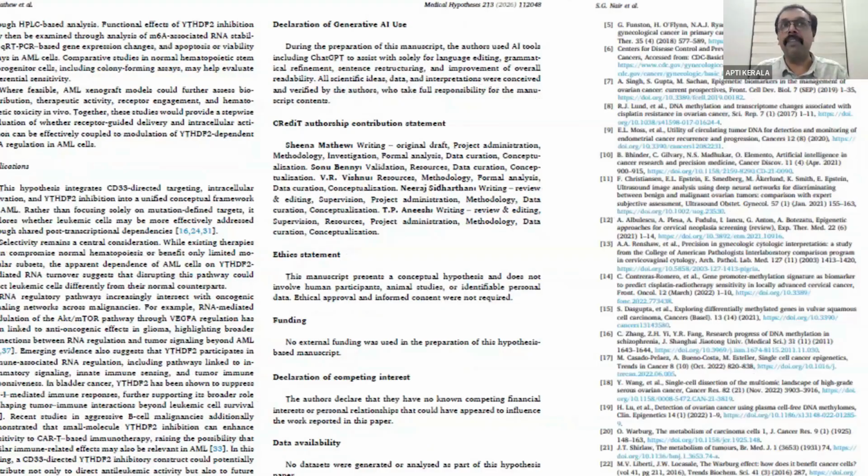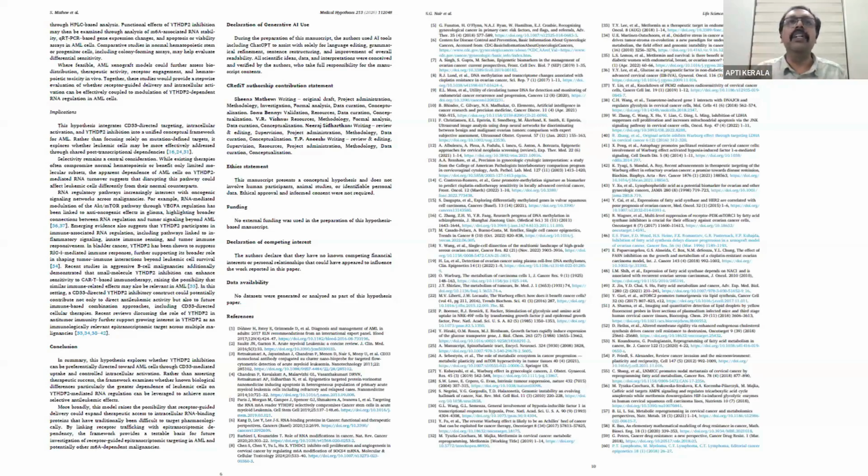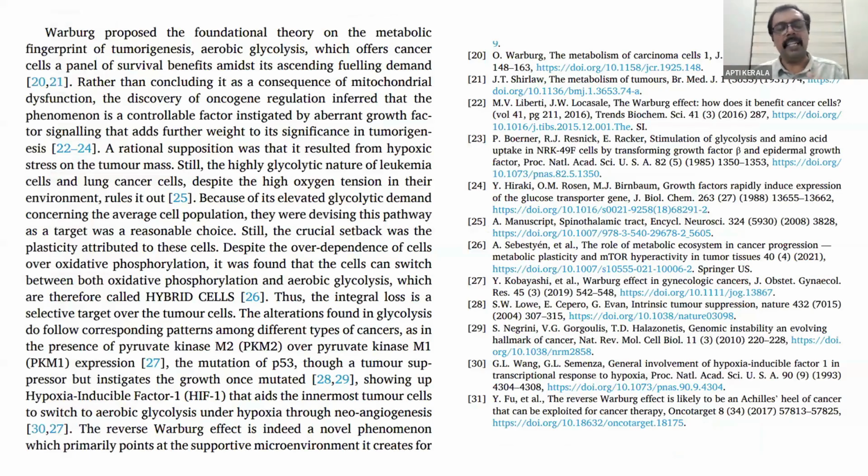Then data availability. If you created some data, you need to give access to that particular data. That statement also needs to be mentioned after the conclusion. Then comes the most important part, that is the references. Mainly all journals follow two styles of referencing.